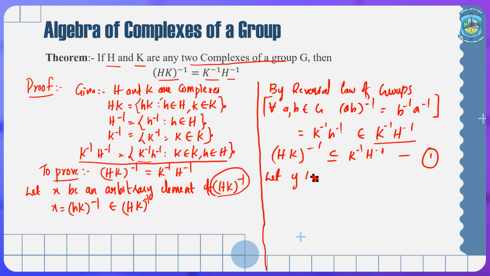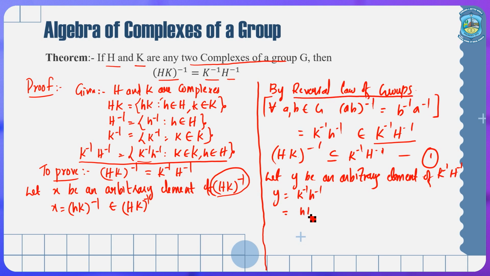Let y be an arbitrary element of K⁻¹H⁻¹. So, y will be equal to small k⁻¹, small h⁻¹. Now, using again the same rule, the reversal law of groups, we can write this as what? (hk)⁻¹. So, it will belong to what? It will belong to (HK)⁻¹.